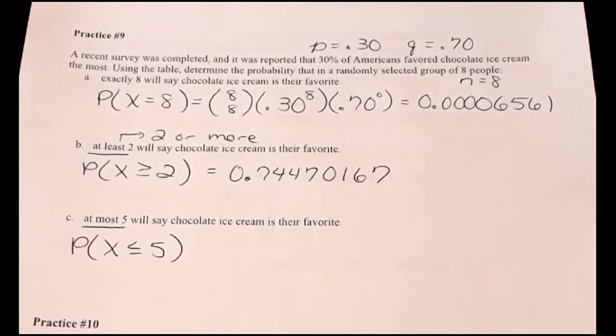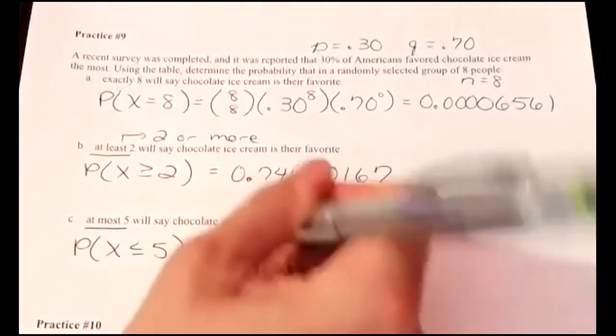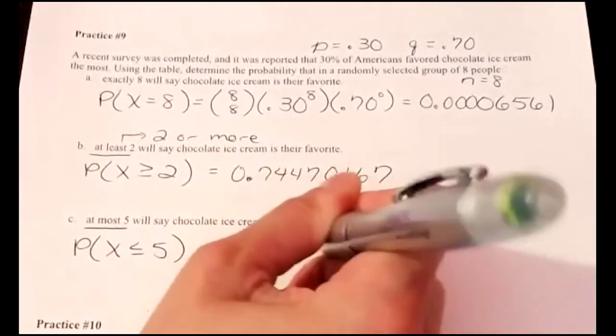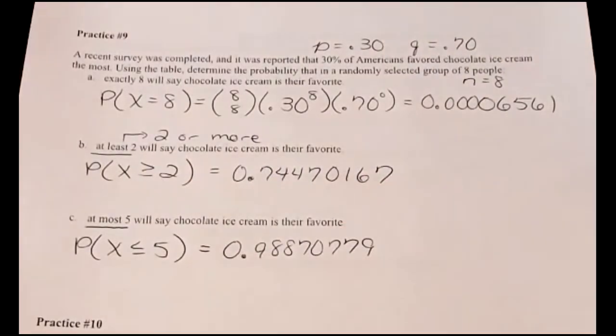Yes, I'm loving what I'm seeing. Yes, okay, very nice. That is success. So you're getting 0.988707779. That's your probability that at most 5 will say chocolate ice cream is their favorite. That's perfect. That is perfect.